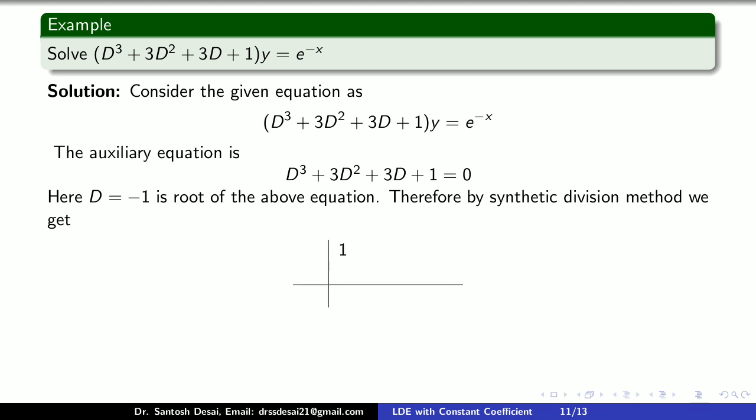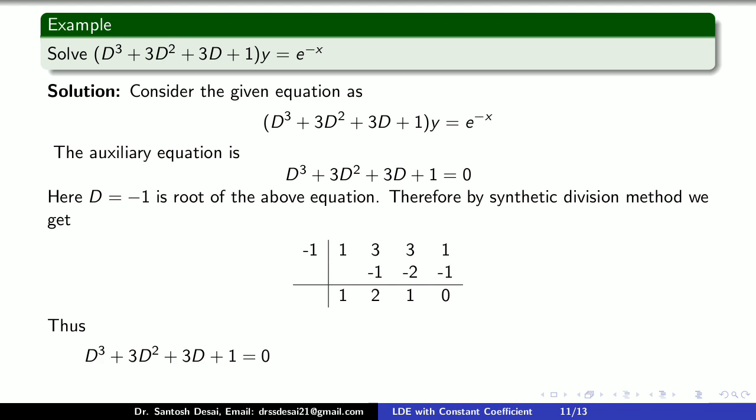Now consider at the top the coefficients of d in decreasing powers of d. So the coefficients are 1, 3, 3 and 1. Then the root is minus 1. First element is 1. Taking multiplication of these two and writing right below the 3. Adding these two we get 2. Then multiply again minus 1 and 2, right down below the 3. So it is minus 2. 3 plus minus 2 is 1. So 1 into minus 1 is minus 1 and the addition is 0.